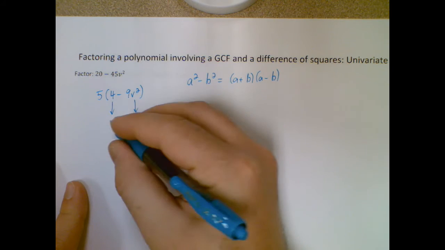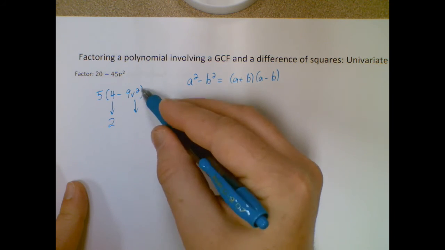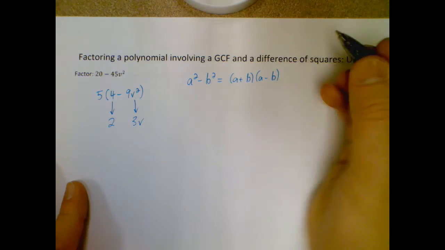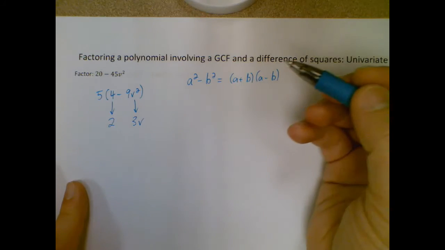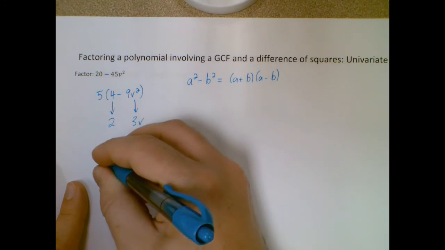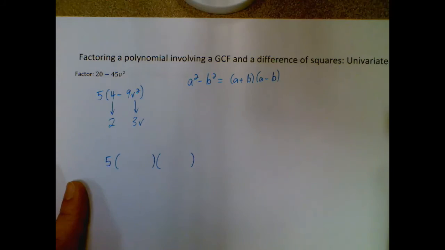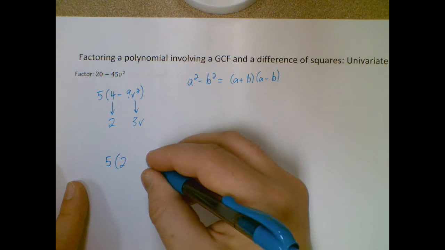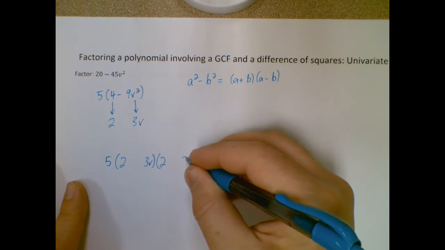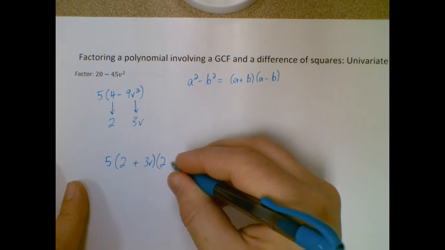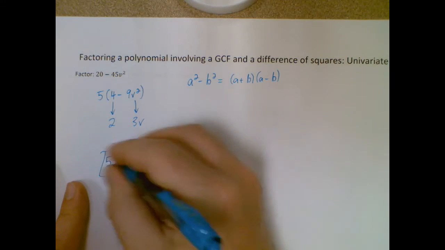So the square root of 4 is 2. And the square root of 9v squared is 3v, just the square root of each one separately. So now that I know that, I'm just going to bring my greatest common factor down, and I'll have my two sets of parentheses. I know it's 2, 3v, 2, and 3v, one's addition, one's subtraction, and we're done.